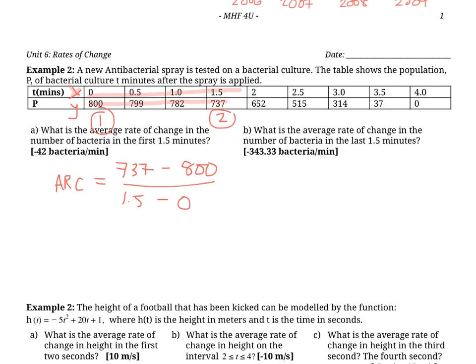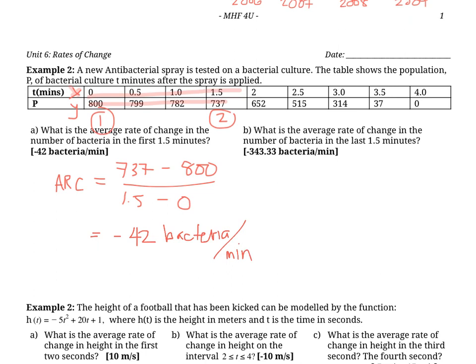Once again, just to highlight, it's the change from here to here, minus the change from here to here. If we do that calculation, we end up with negative 42. Looking at our units, our y part was the population of bacteria, so we'll put bacteria, and our x, our time, was in minutes, so bacteria per minute.